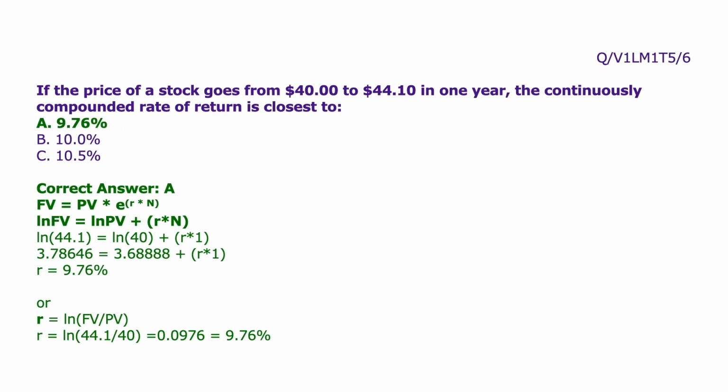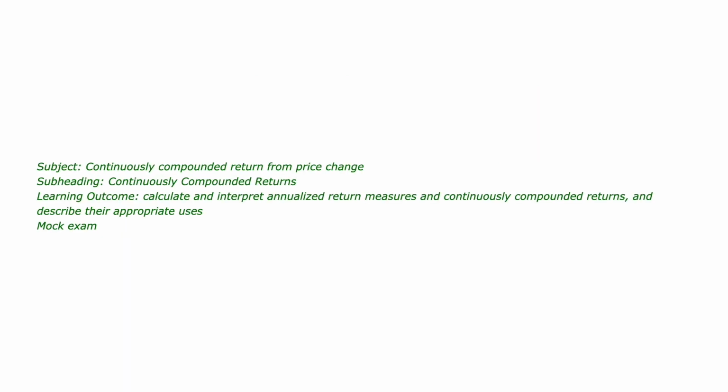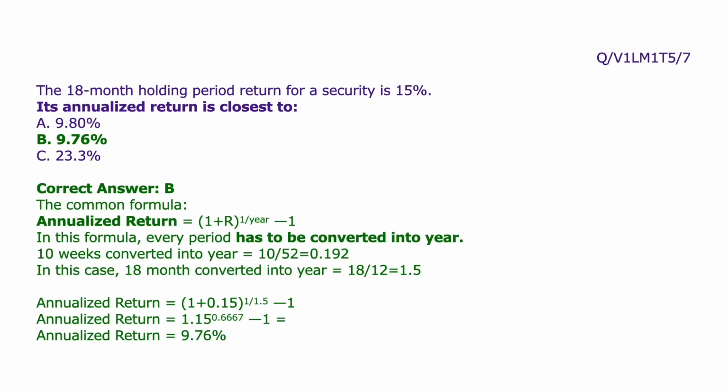Another example of continuously compounded rate of return. Using this formula, we have to convert every period t into a year. If the period is 25 days, convert it into a year: 25 divided by 365 equals 0.068. And the power is 1 divided by 0.068.